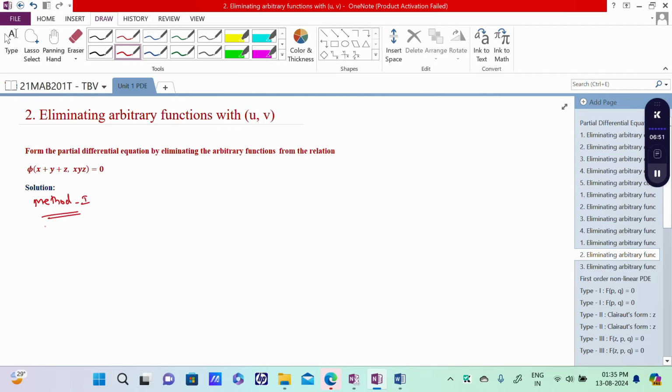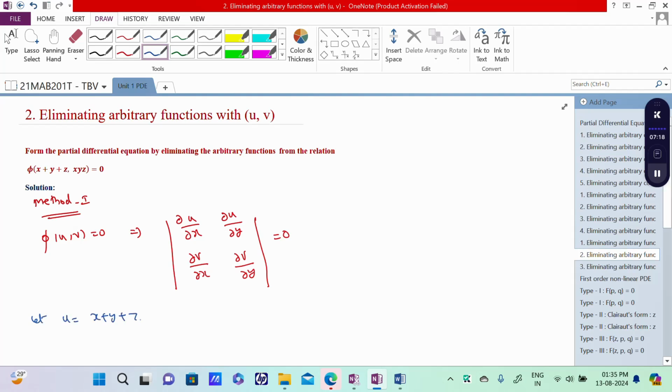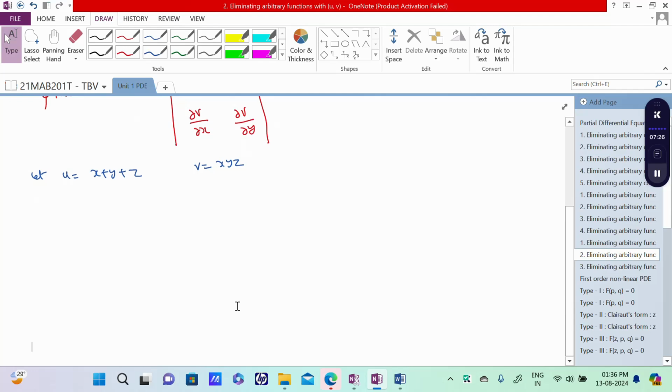Method 1 is nothing but: when phi of u, v equals 0, it becomes the determinant of dou u by dou x, dou u by dou y, dou v by dou x, dou v by dou y equal to 0. Now I'm going to take u equal to x plus y plus z, and then v equal to xyz. Here x, y are independent variables, z is the function depending on x, y.